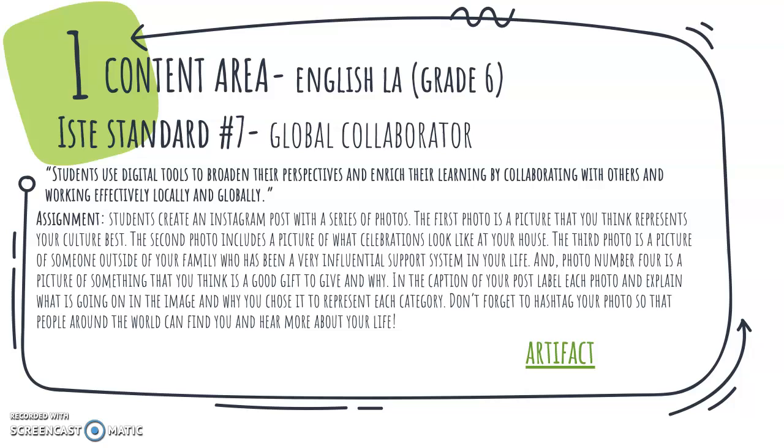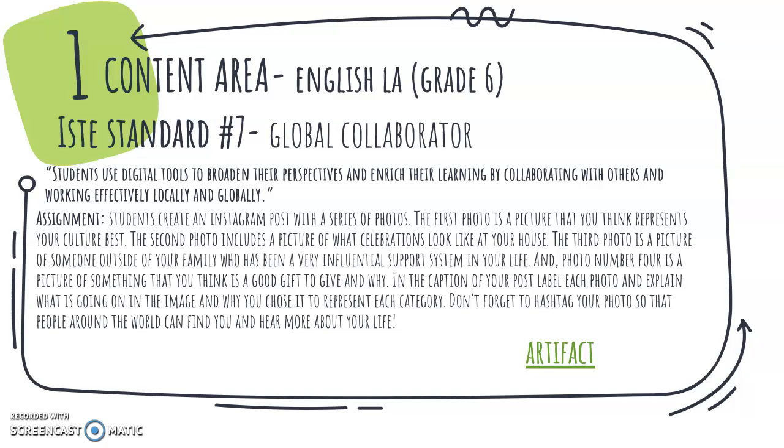For this assignment, I had students create an Instagram post with a series of photos. The first photo is a picture that you think represents your culture best. The second photo includes a picture of what celebrations look like at your house. The third photo is a picture of someone outside of your family who has been a very influential support system in your life. And photo number 4 is a picture of something that you think is a good gift to give and why. In the caption of your post, label each photo and explain what is going on in the image and why you chose it to represent each category.